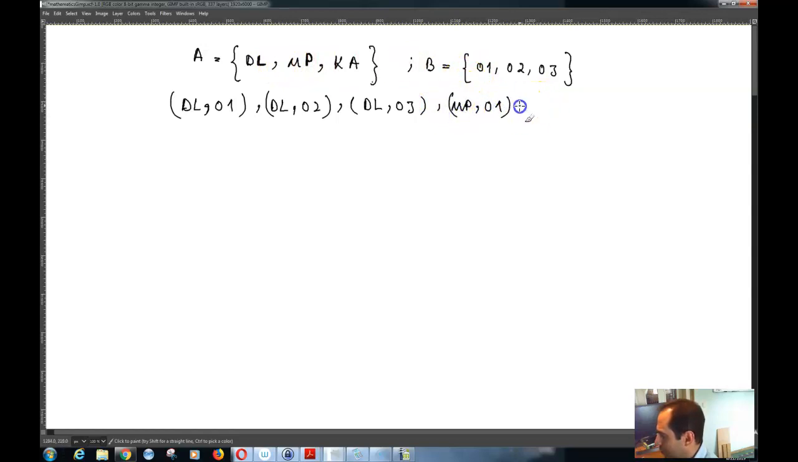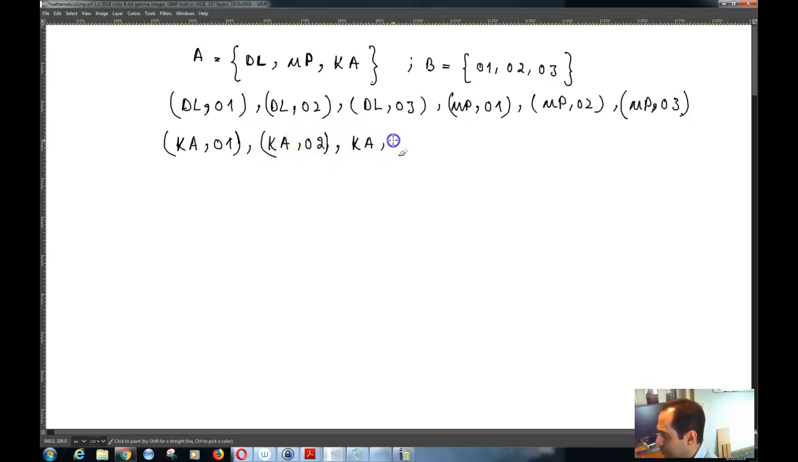and then you have MP01, then you have MP02, and then you have MP03, then you have Karnataka, KA01, you have Karnataka 02, and then you have Karnataka 03.